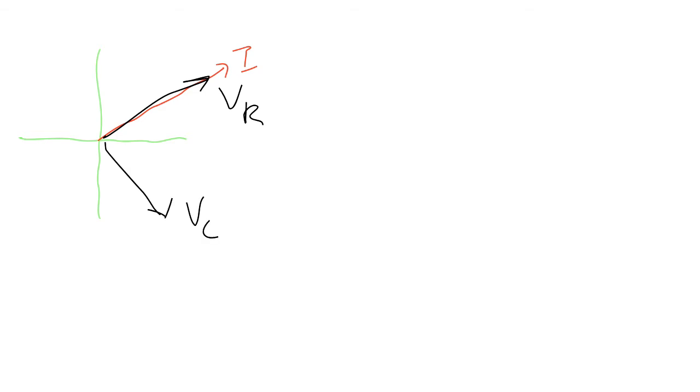Do green axes, because why not? And then our current, I forget what color I used, current I. And then our voltages, I used black. So I have V sub R, V sub C, and V sub L. Now I don't know which is bigger, VL or VC. So I'm just going to make an assumption. I'm going to assume VL is greater than VC.